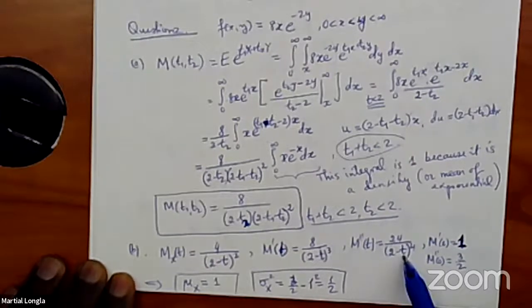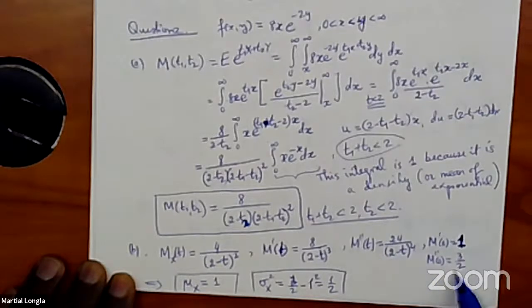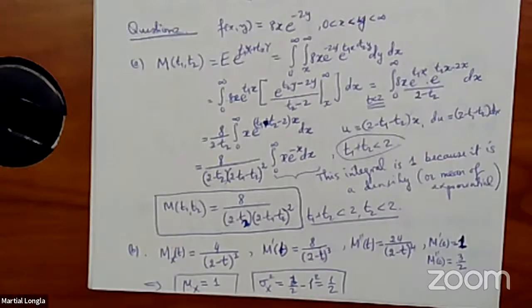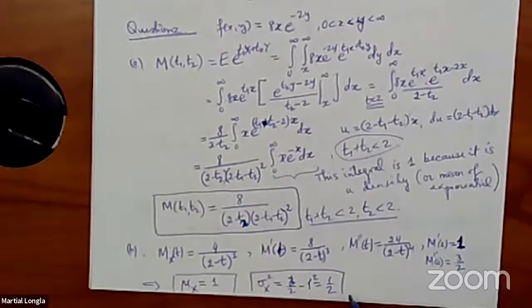Plug in t equal 0 again. You find the expected value. This is the expected value of x squared. And you use them in the formula of the variance, which is the second moment minus the square of the first moment. So that is 3/2 minus 1, which is 1/2. And if you are answering this question and you end up with a variance that is negative, you should know you are wrong, because the variance is always a positive number.